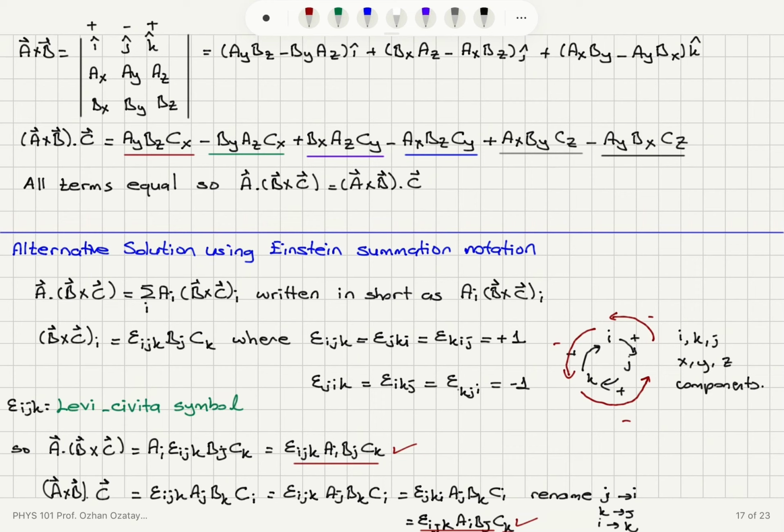So using the epsilon, we have A dot B cross C is A_i epsilon_ijk B_j C_k, and A cross B dot C is epsilon_ijk A_j B_k C_i. I realized that if I rename, in A cross B dot C, j as i, k as j, and i as k, I obtain the identical result.